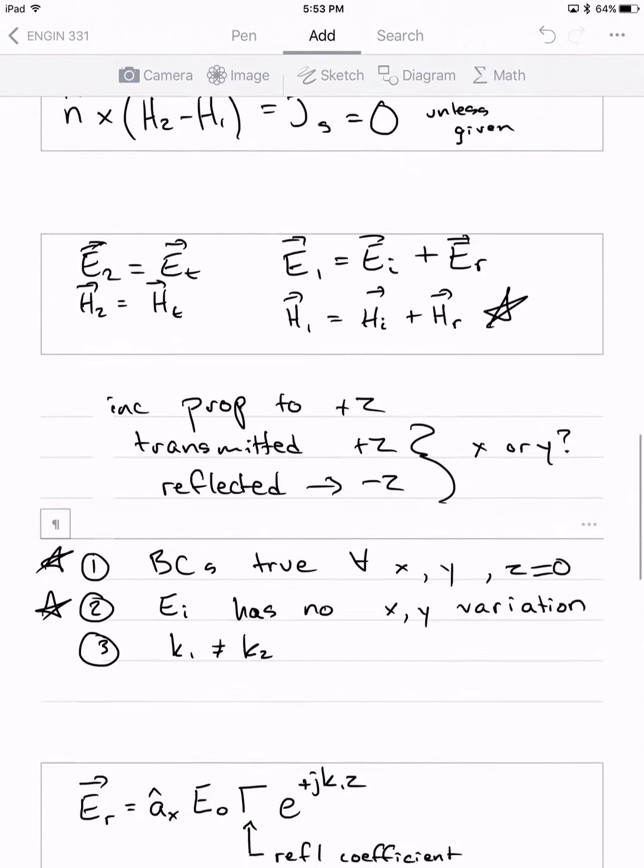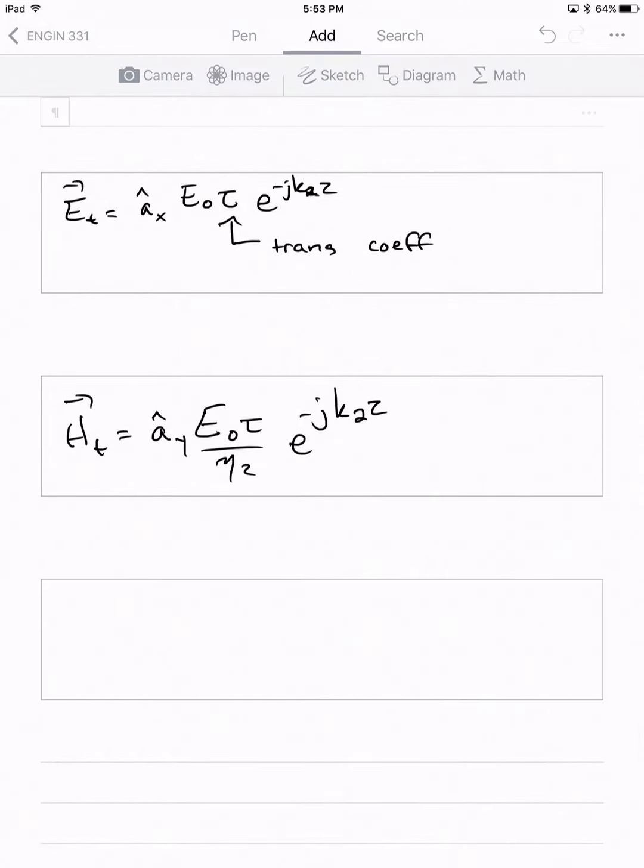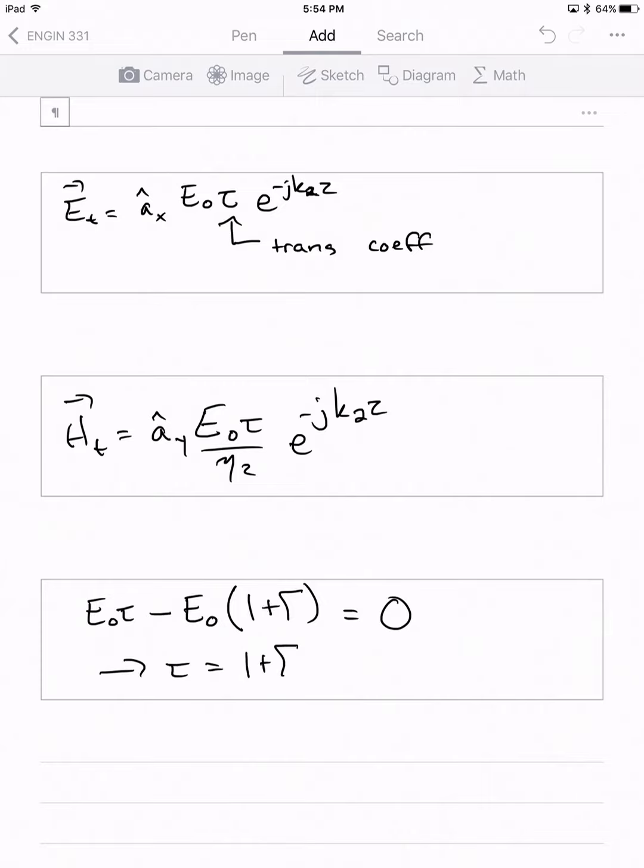Have I written down those boundary conditions already? Yes, I have. All right, so now we're going to substitute those expressions for the field components into the boundary conditions that we already have. Now the electric field only has one component. It is the x component, and it is all tangential. So that makes our tangential electric field equation pretty easy. I'm going to drop that cross product because it's not going to change our math at all. In which case we have E naught times tau minus E naught times 1 plus gamma is equal to 0. So tau is equal to 1 plus gamma. Nice.